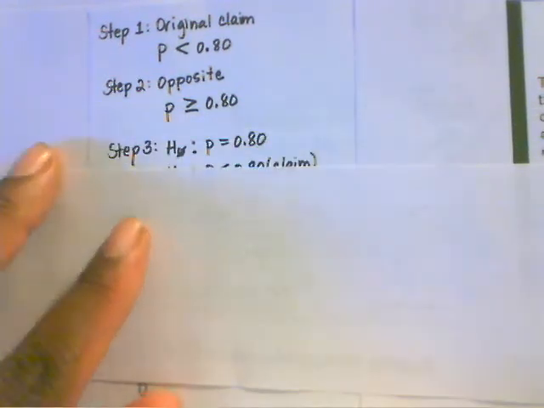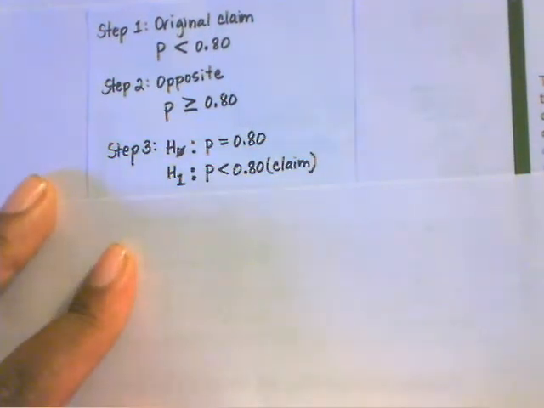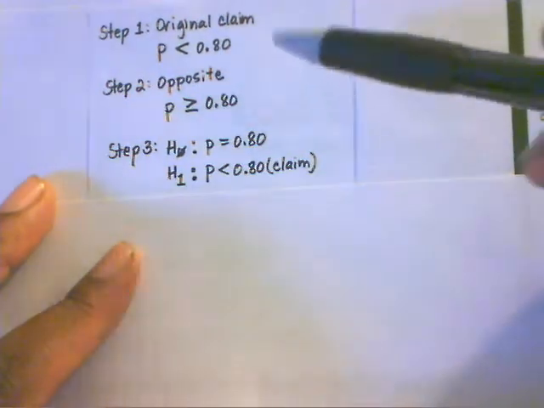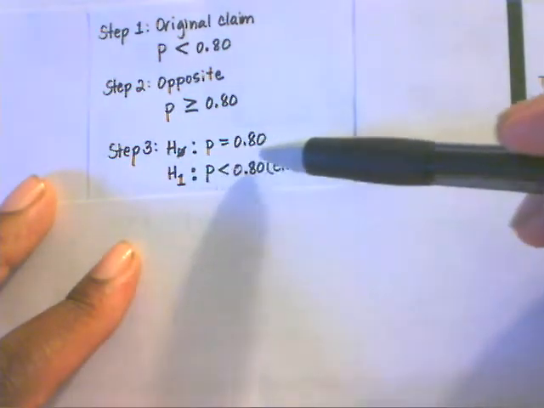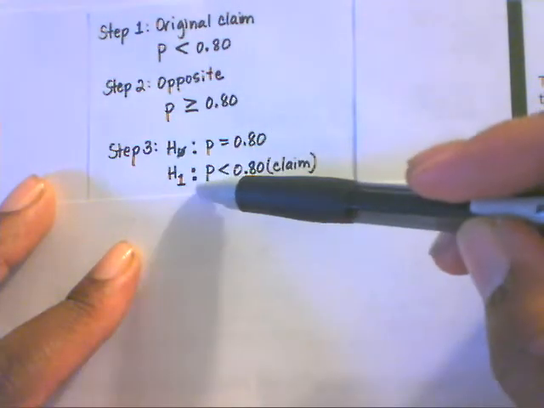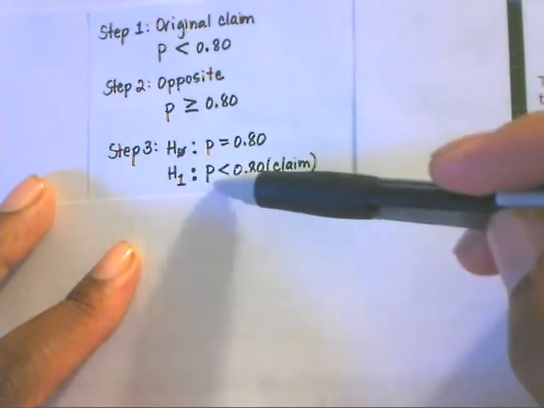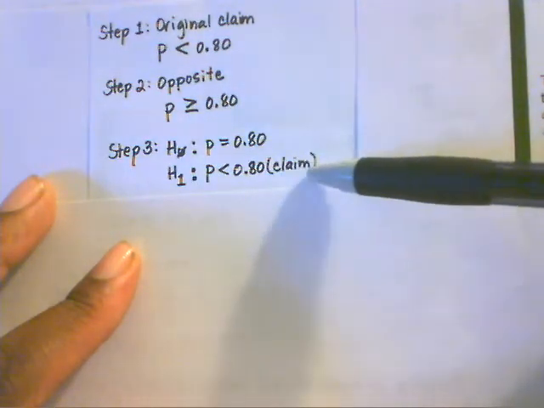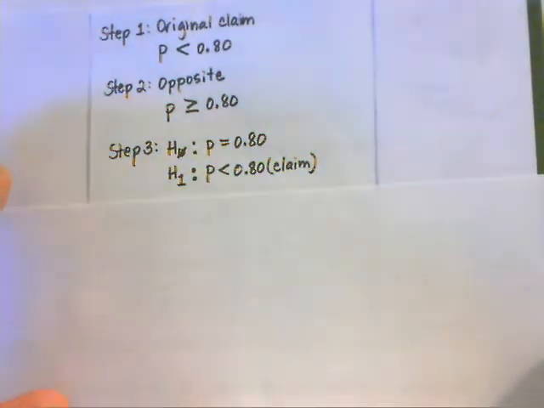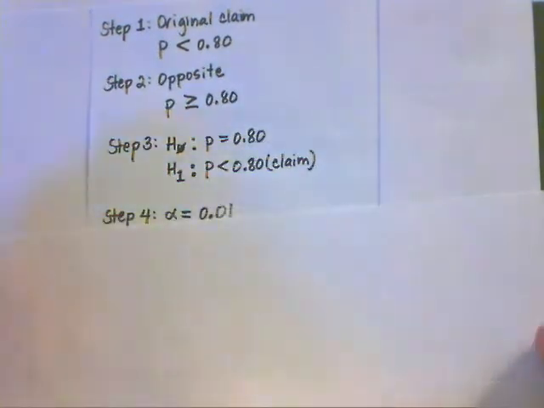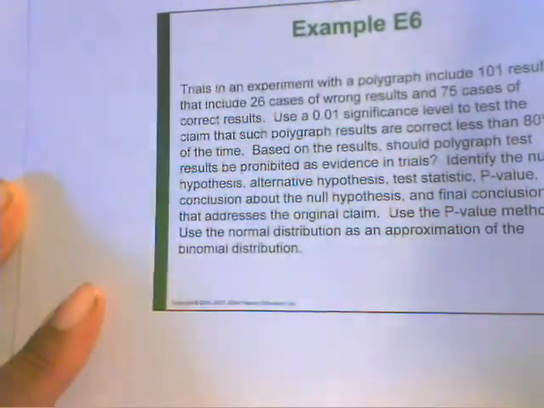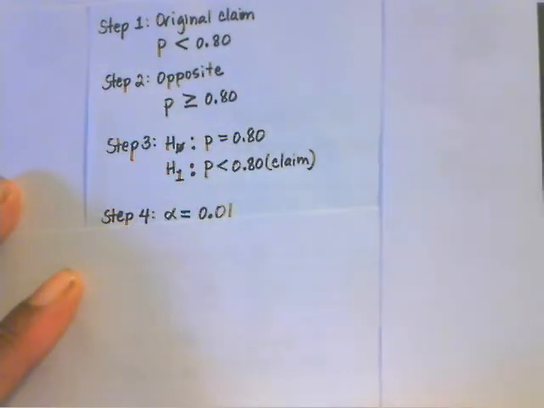And then step number 3, from steps 1 and 2, you want to state your null and your alternative hypothesis. In this case, your null hypothesis will be p equals 0.80 because it has equality in it. The alternative hypothesis will be your original claim, p is less than 0.80. And that's the claim right there. Step number 4 is stating the level of significance. Here we're using a 0.01 significance level as indicated in the problem. So now your alpha level is 0.01.